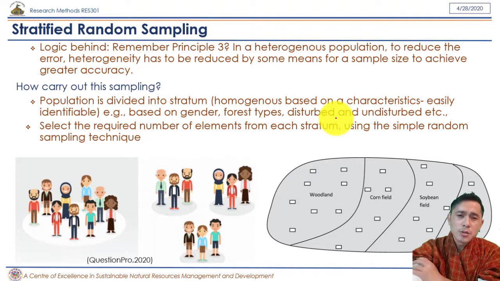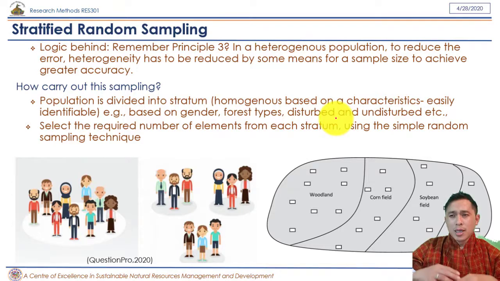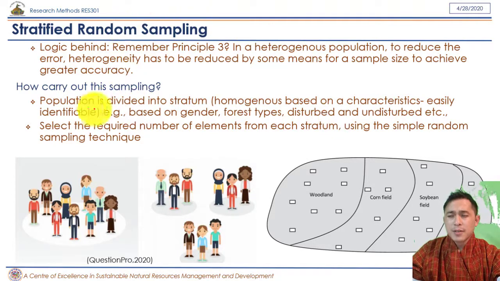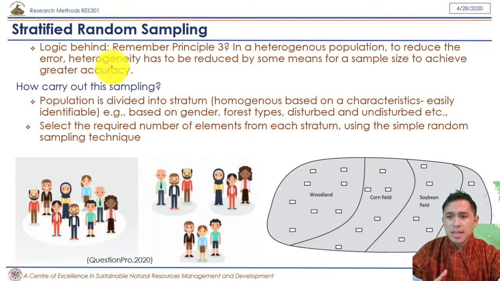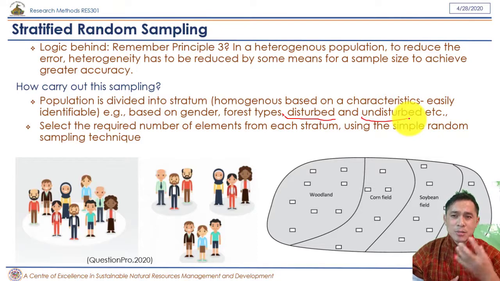So to address this kind of heterogeneity or variation, what we can always do is divide that heterogeneous population into small strata, meaning those strata should have common characteristics. So if you go to a study area and that area is widely divided into disturbed and undisturbed, but you take simple random sampling directly on these two areas, there may be chances that only one plot will fall in disturbed and most of the plots will fall in undisturbed.